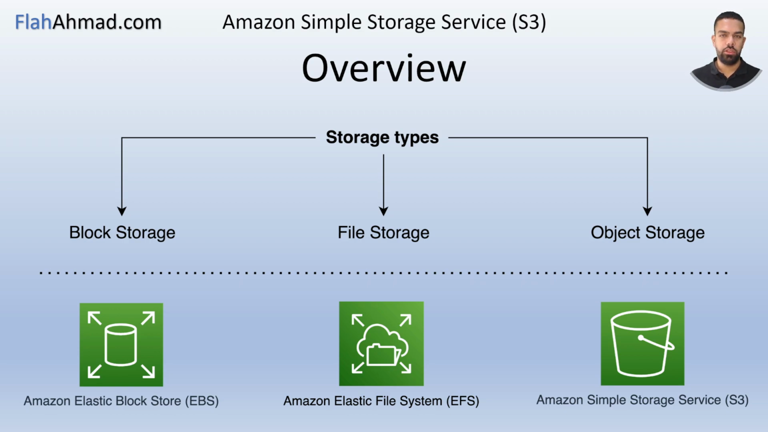Block storage stores data in fixed-sized blocks. Each block has an address, and the storage system manages the organization and retrieval of these blocks. File storage stores data as files in a hierarchical directory structure. Each file is identified by a path. Object storage stores data as objects, where each object includes the data itself, metadata, and a unique identifier.